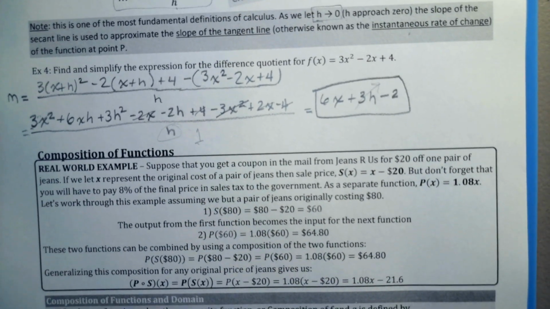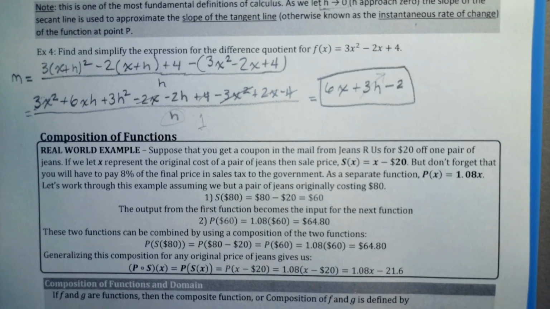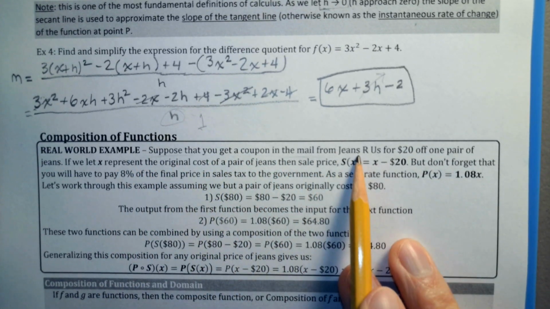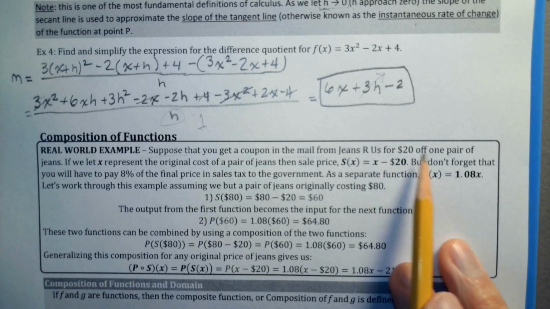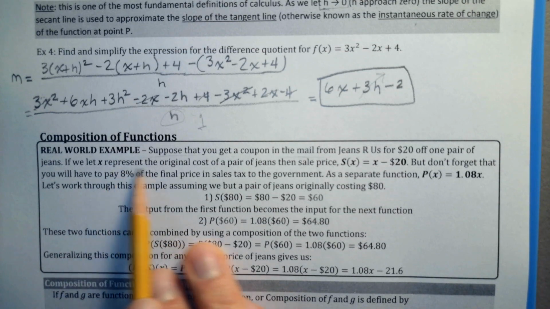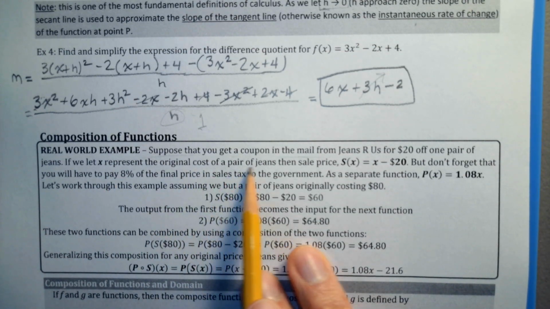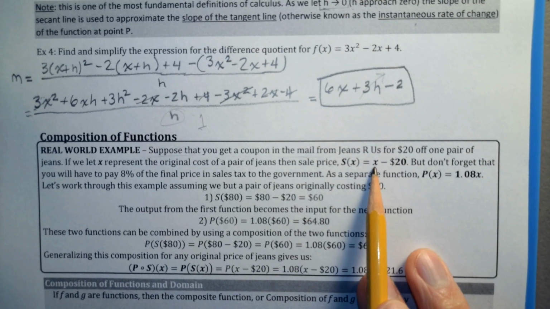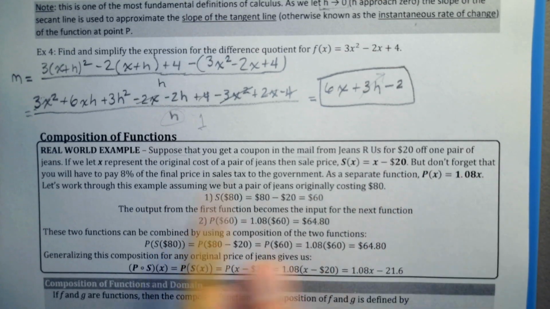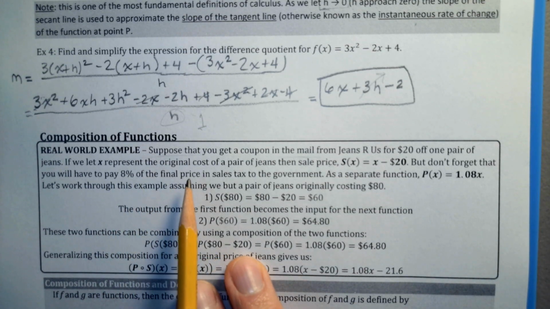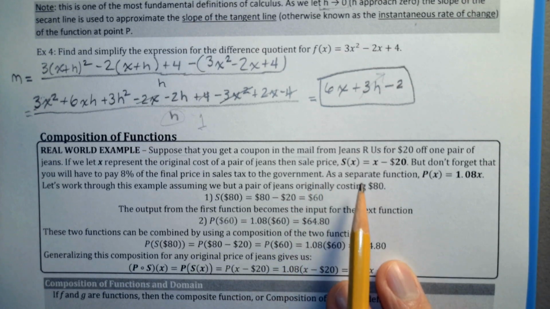All right. So real world example here. Suppose that you get a coupon in the mail from Jeans R Us for $20 off one pair of jeans. If you let X represent the original cost of a pair of jeans, then the sale price will be, of course, X minus 20. But don't forget that you'll have to pay 8% of the final price as sales tax to the government.